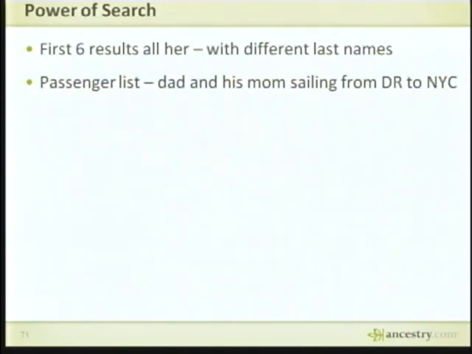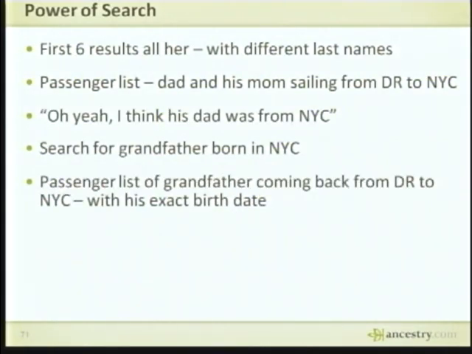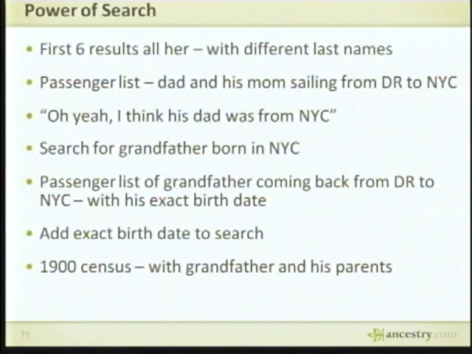And the woman's like, you know what? I think I remember hearing that my grandfather was from New York City. All right, let's give it a try, because all we know about this man is his name and that maybe he was from New York City. Well, we get a passenger list of the grandfather coming back from the Dominican Republic to New York City, so we knew it was him, and it had his exact date of birth. So now, armed with his name, New York City as his birthplace, and his exact date of birth, we add that into the search criteria. We refine the search, and we get a 1900 census listing him and his parents. It was 5 minutes, and she didn't know anything about her grandfather.